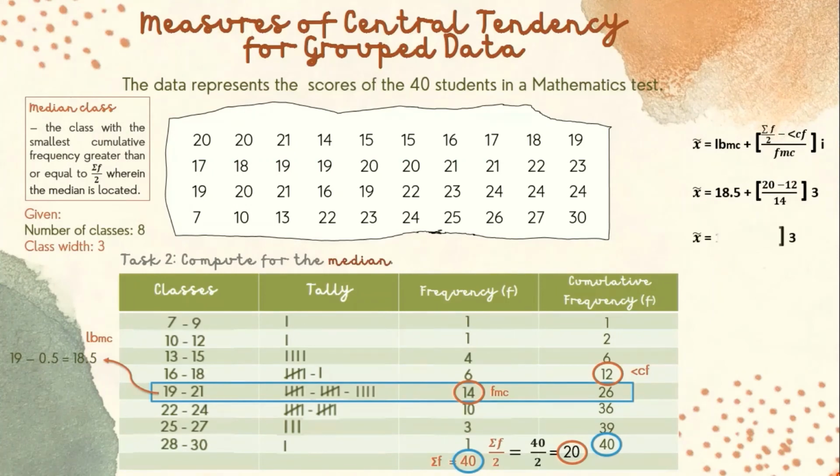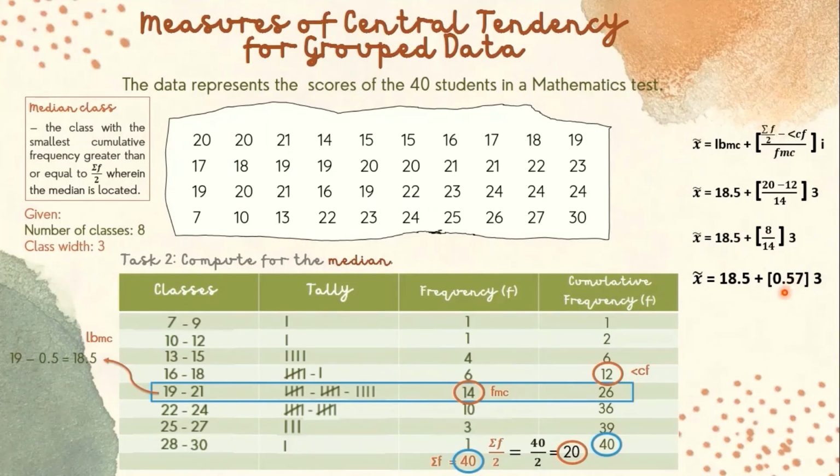Perform the operation following GEMDAS. Inuna natin i-perform yung group together. 20 minus 12 is equal to 8 divided by 14. 8 divided by 14 is equal to 0.57 rounded off to the nearest hundredths.